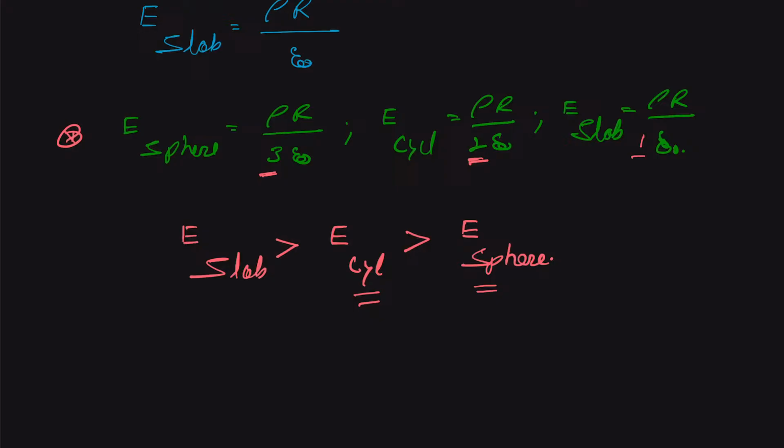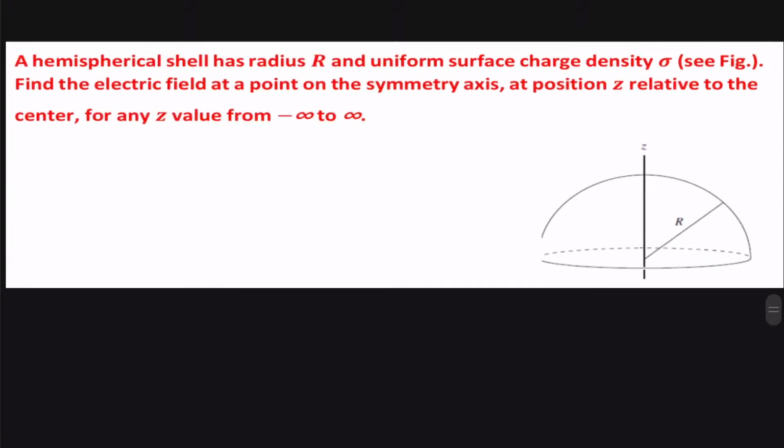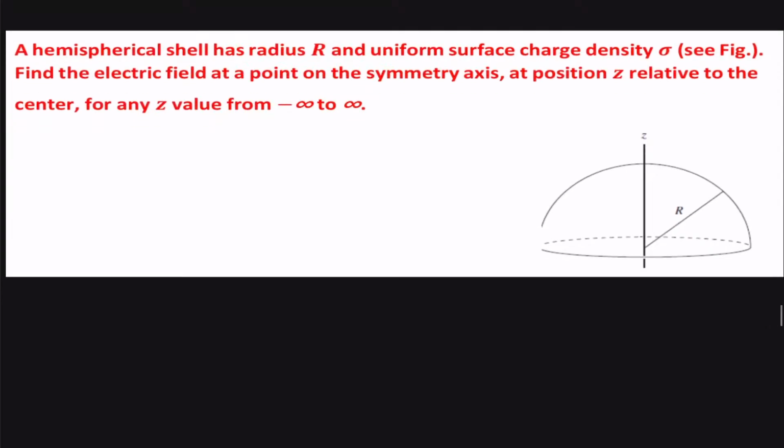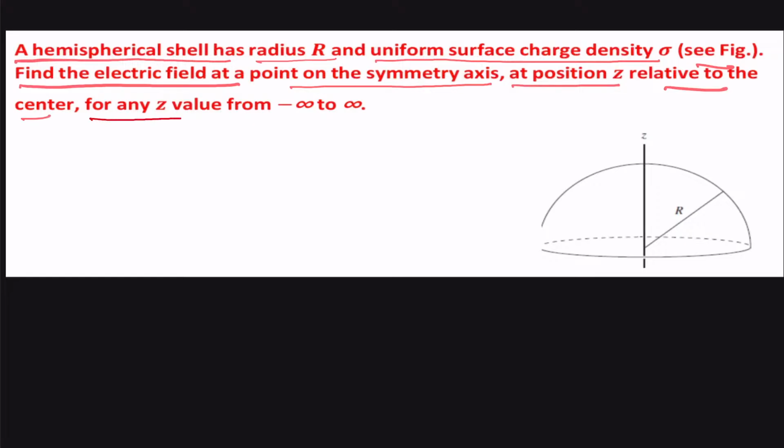Now we come to our third question. It states that a hemisphere shell has a radius r and uniform surface charge density sigma, as in the figure. Find the electric field at a point on the symmetry axis at position z relative to the center, for any value of z from minus infinity to plus infinity. So this is our basic question.